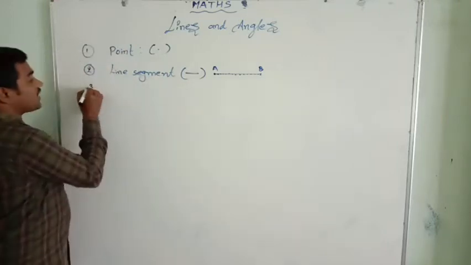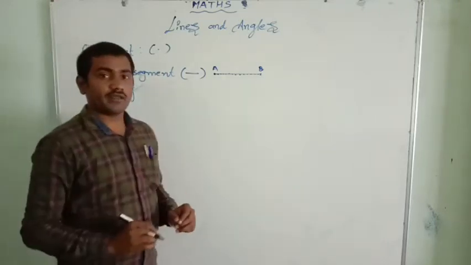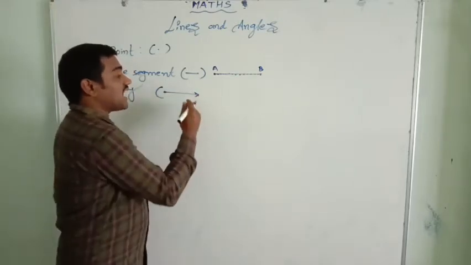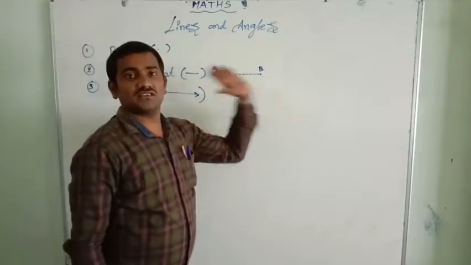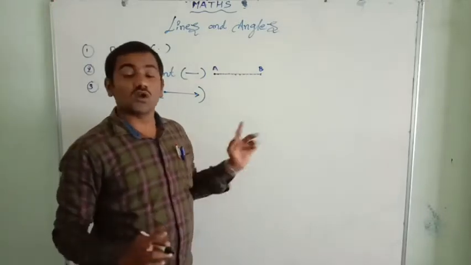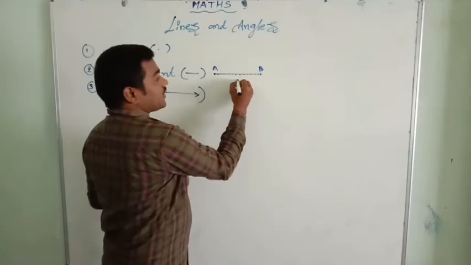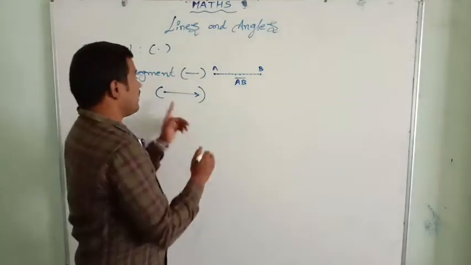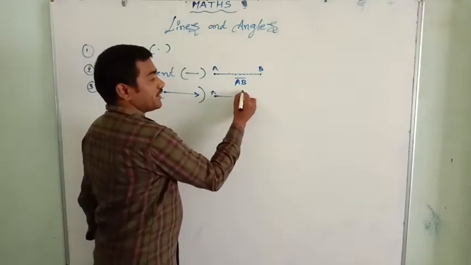Next we have to learn about a ray. A line which has 1 end point and which we can extend infinitely, endlessly, on one side is called a ray. Suppose the AB line segment we want to show, we can show it like this. Now, if you want to show the ray, here A, B, it is a ray.